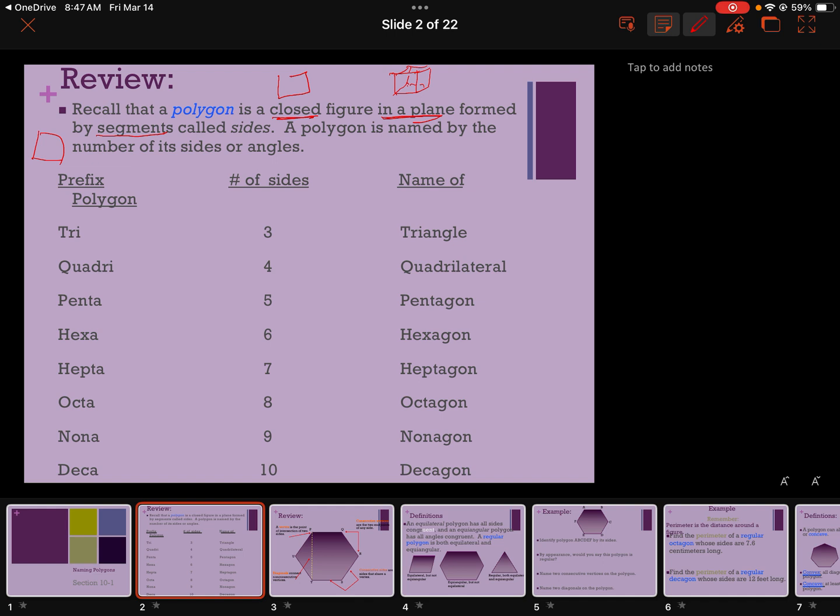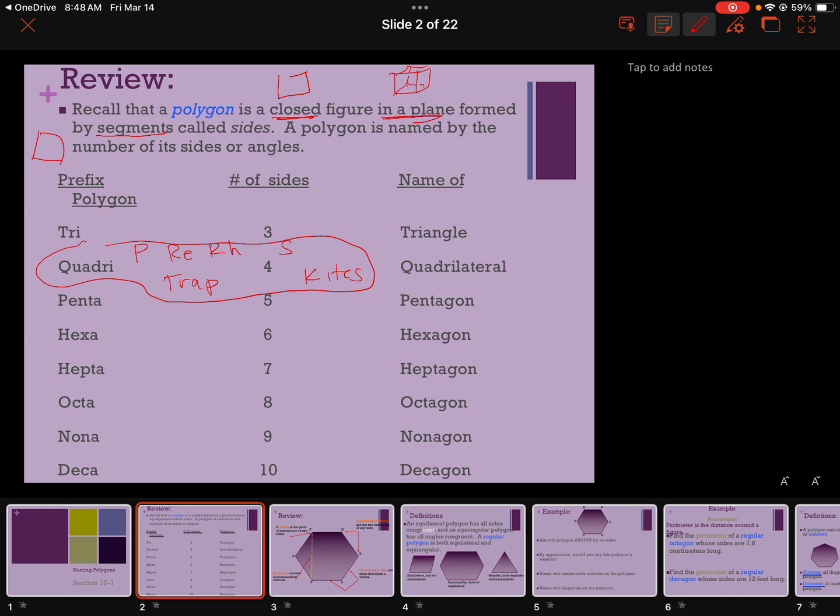The prefixes for your polygons are going to look like this. We know that triangles have 3 sides. Quadrilaterals have 4 sides. There are a lot of different shapes that quadrilaterals could be. Remember, we learned about parallelograms, rectangles, rhombuses, squares. Remember trapezoids, kites. All those guys live in your quadrilaterals.